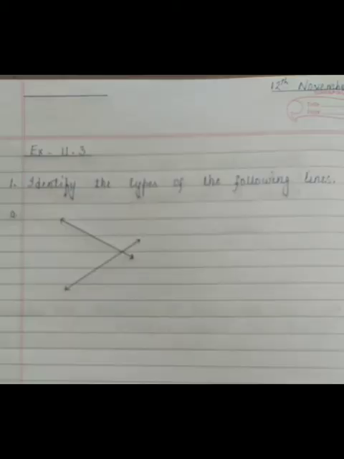In question number A, we have these lines. These lines are intersecting in one point. So this means these lines are intersecting lines.